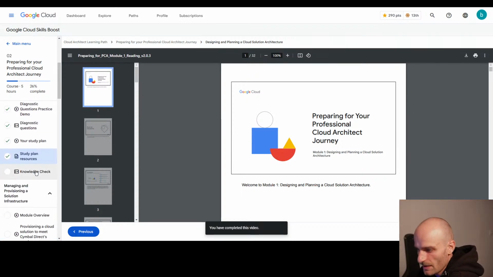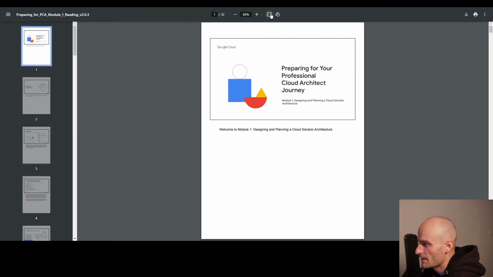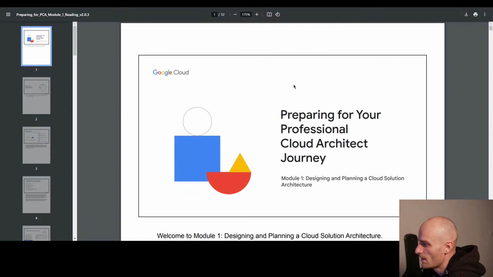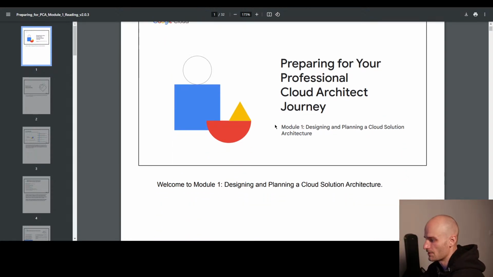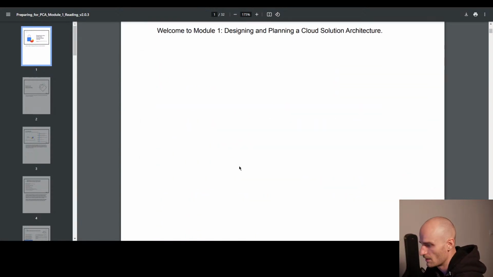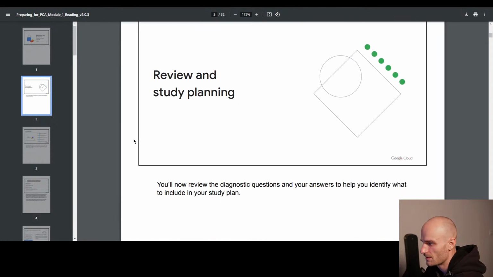Okay, so here we go again with these. Oh no, it's not the same PDF. I will download it. And let's see, this one is the one I just downloaded. Okay, let's open it in Chrome. Okay, so you can see it too. Preparing for a Professional Cloud Architect journey. So let's go to review and study planning.